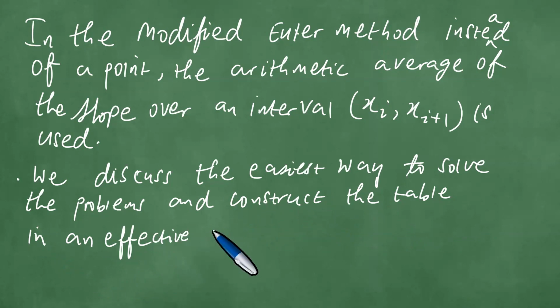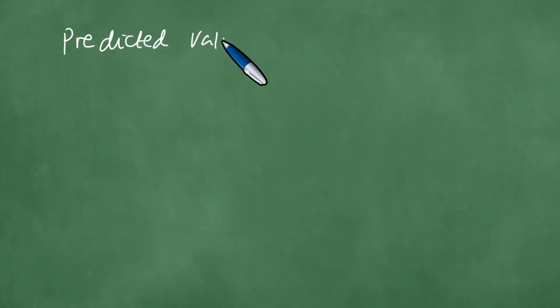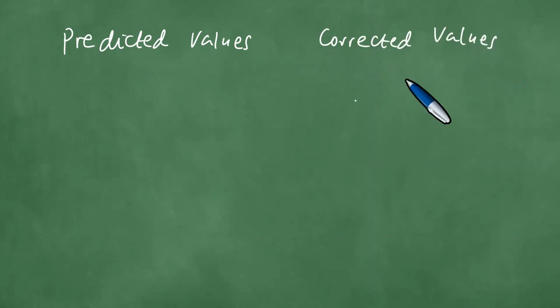All right, so we're going to construct a table for the modified Euler. How do we construct this table? This table has what we call the predicted values versus the corrected values. I'm mentioning this because it is expected that this is followed in the exam.